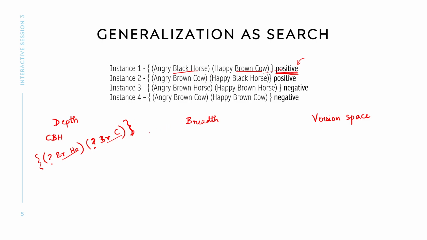Can it be wild card, black horse, and wild card, brown cow? Wild card, black horse, and wild card, wild card, brown cow? Brown cow. Right. Yeah, so this is actually the correct answer, but I want you to tell me how you reach this conclusion. Because this goes from more specific to general. Depth first, unlike breadth first, goes in the opposite direction. Yeah, more specific to general.